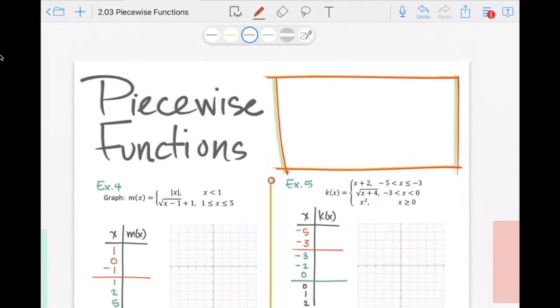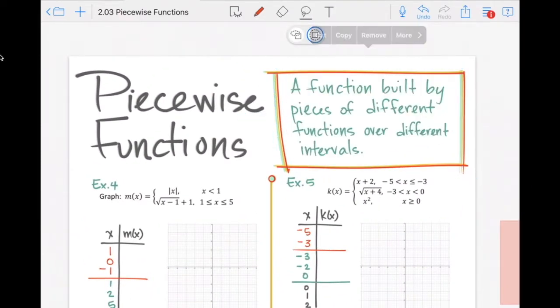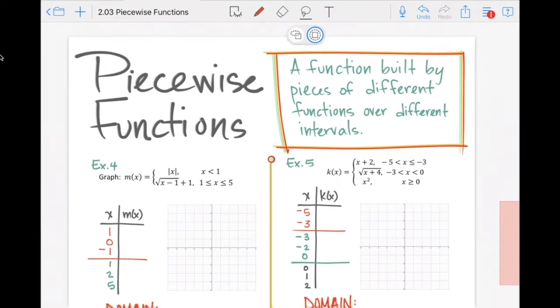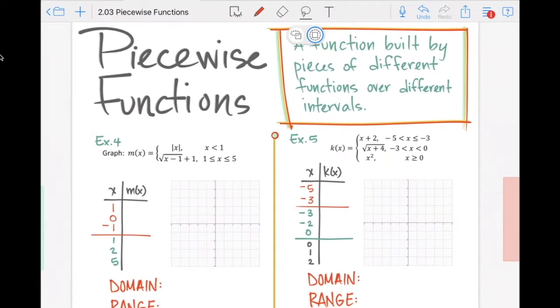So first, let's do a definition. A piecewise function is a function that's built by pieces of different functions over different intervals. So it's basically like doing what we've done already, but there's going to be more than one function on one graph. So here, let's look at example 4.